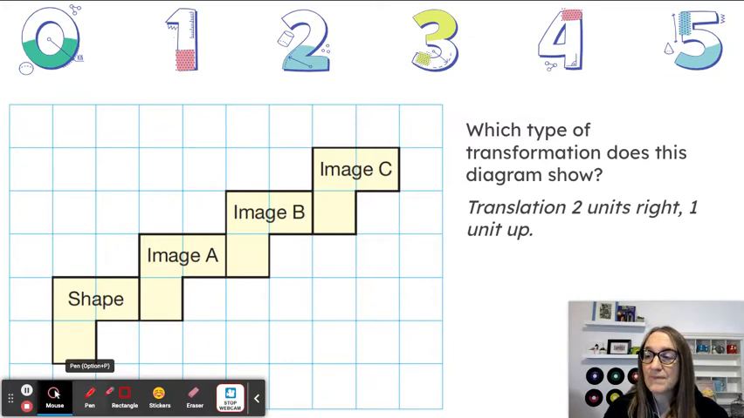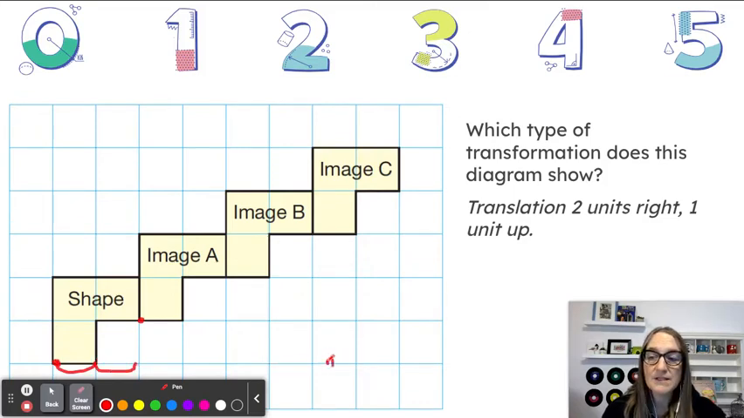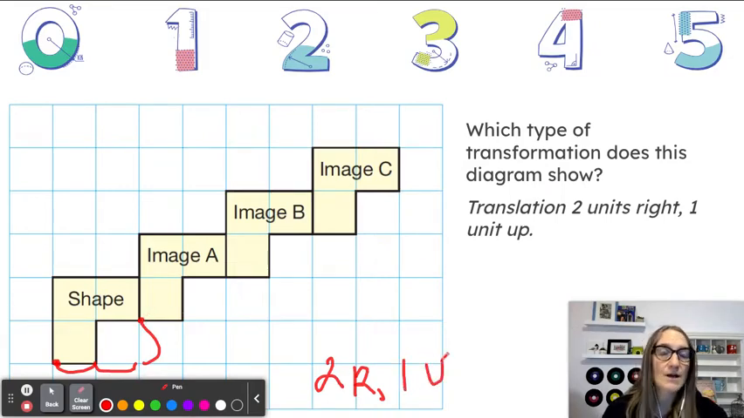How can we check? Well, we're going to take 1 point on this shape. I'm just going to pick the bottom left-hand corner. And we're going to find this same point on the image, and we're going to count how many units it moves. So we go 1, 2, that makes 2 units right. And then we go 1 up there to get to the same spot. So 2 units right, 1 unit up. And that matches with what we have here. So we have the correct translation described there.